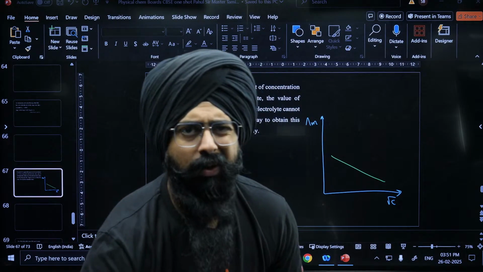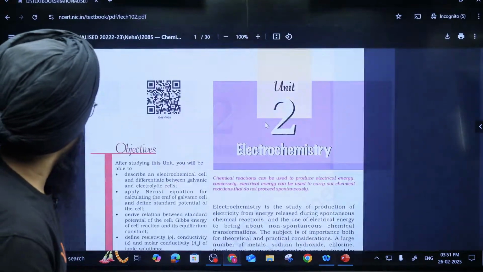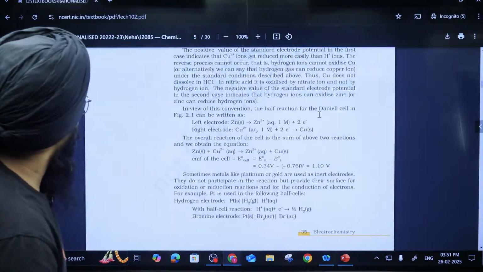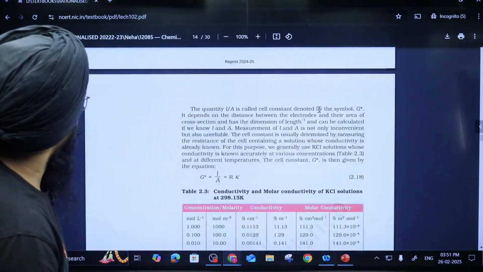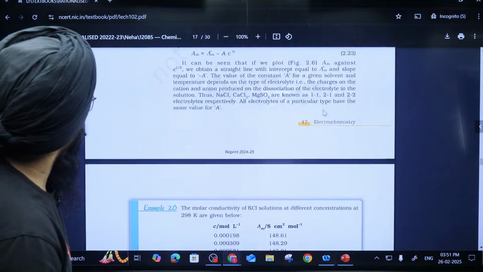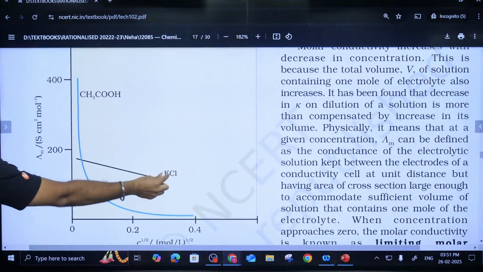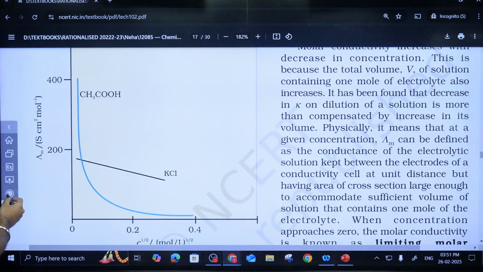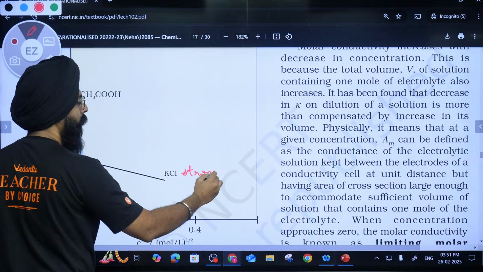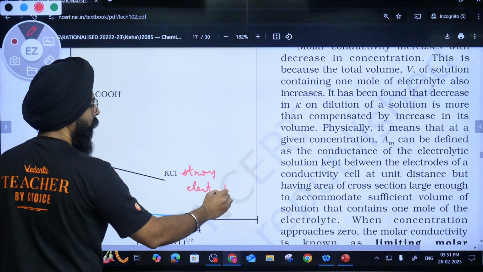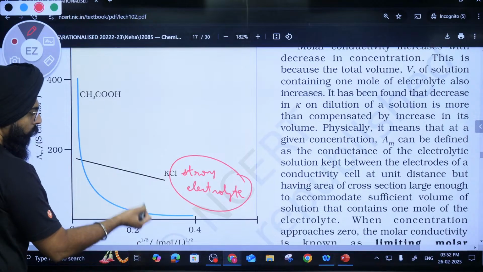This molar conductivity part is the lengthiest part. After this, things are very simple. So, where is the molar conductivity graph? This one. KCl. What is KCl? KCl is a strong electrolyte. So for strong electrolyte, root of C varies linearly.